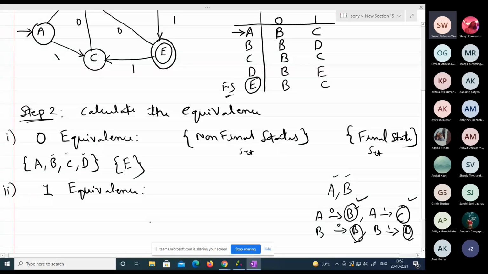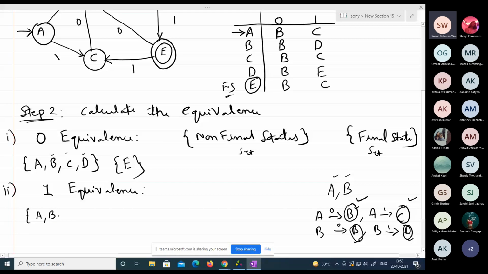So it means that for one equivalence, here I can write these two states A comma B, because all the values they are giving while transmitting 0 or 1 to some other state, they are giving members of the same group. That's why A comma B both are accepted, and that's why we are writing them in one equivalence like this.